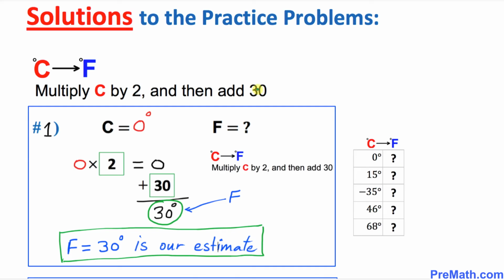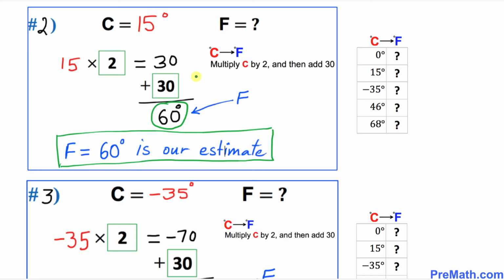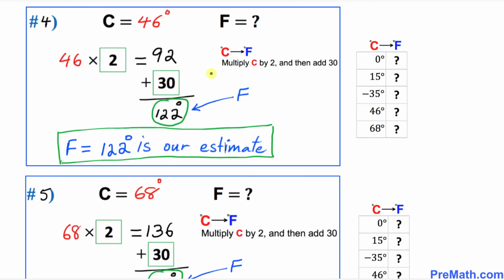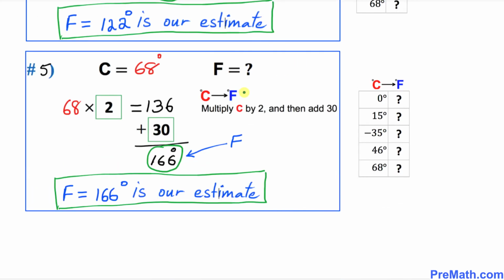And here are the solutions to your practice problems. The first list that you're going to see is from degrees Celsius to degrees Fahrenheit. Here's the solution to question number 1. Here is the solution to question number 2. Solution to question number 3. Solution to question number 4. And finally, solution to question number 5.